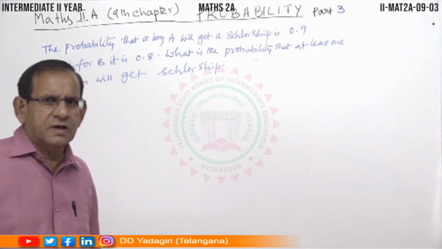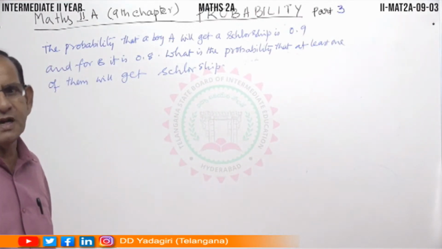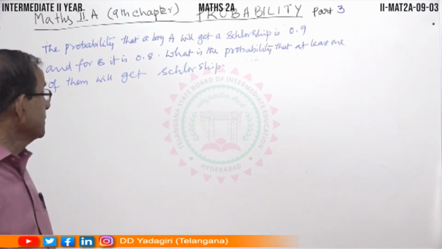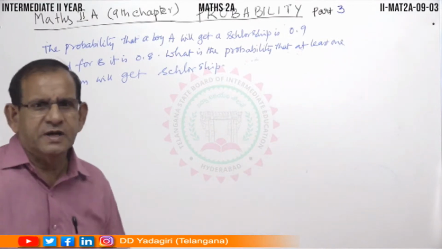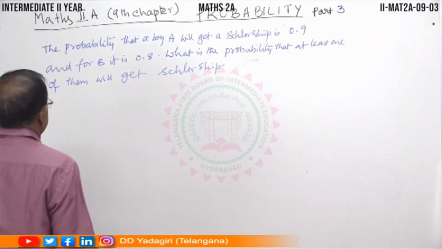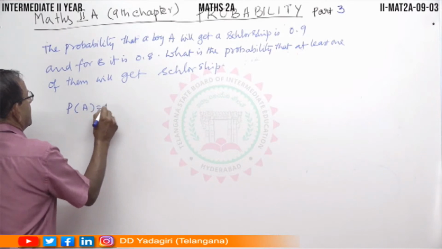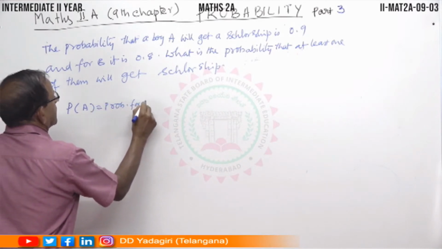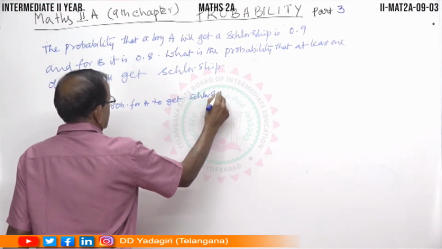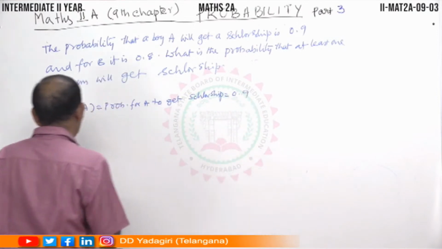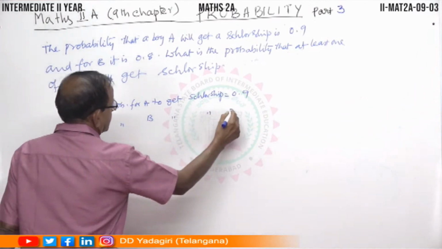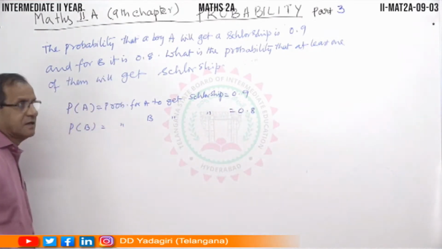Probability for A to get the scholarship is 0.9, and for B the probability is 0.8. So what is the probability that at least one of them gets the scholarship? Now here P of A, probability for A to get scholarship is equal to 0.9. P of B, probability for B to get scholarship is equal to 0.8.